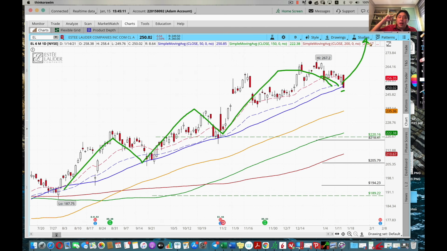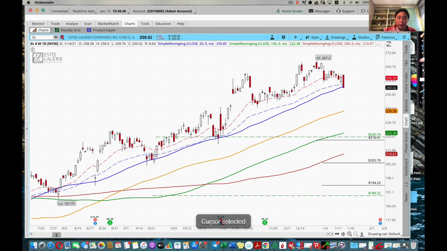So let's imagine that you are bullish. You think, okay, Estee Lauder is now at 250. That's the current price, and I think it could bounce back to maybe 270, for example. So I want to buy a call option. If the price goes up, my calls would be worth more. All right, so let me show you what the chart would look like.